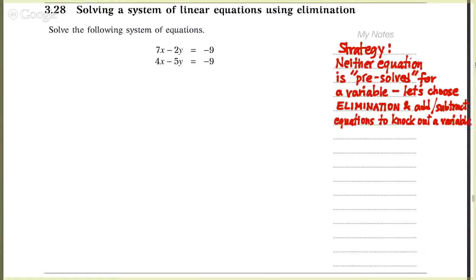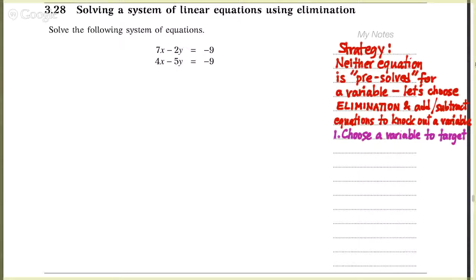The way elimination works is we're going to take these two equations and either add them to one another or subtract them from one another in such a way as to knock out one of the variables. In other words, that addition or subtraction is either going to wipe out all the x's or all the y's and let us solve for whichever variable has not been knocked out.